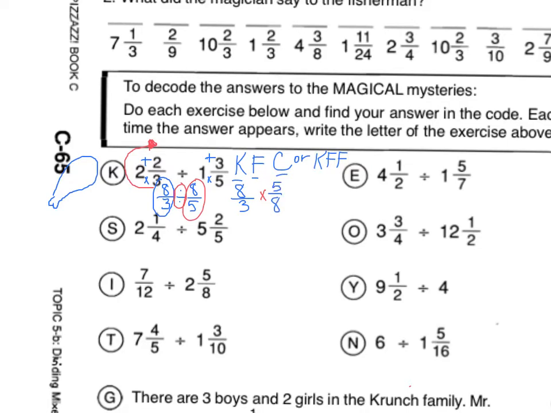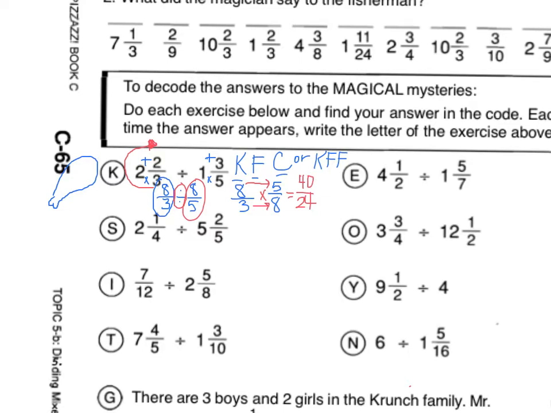And then after that, we just don't cross multiply, no. Multiply straight across. 8 times 5 is 40. 3 times 8 is 24. Your next step here is to simplify it.